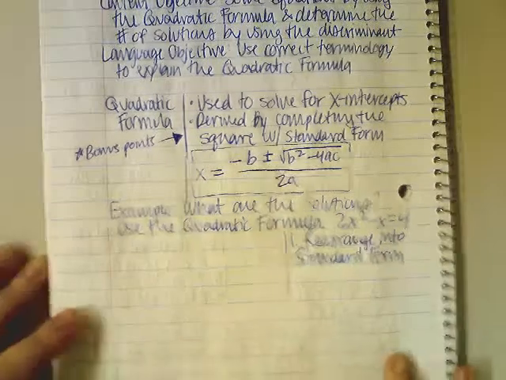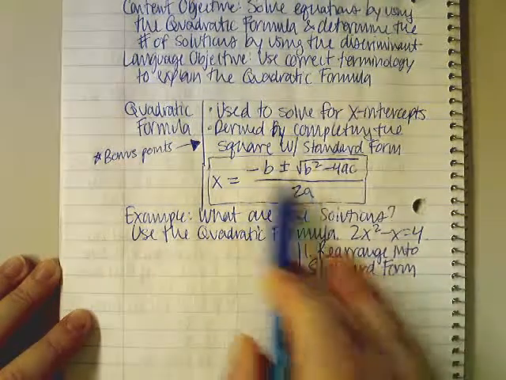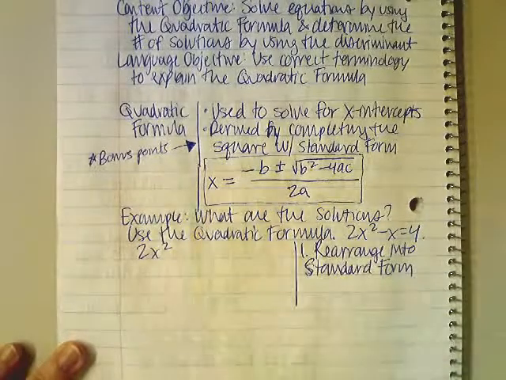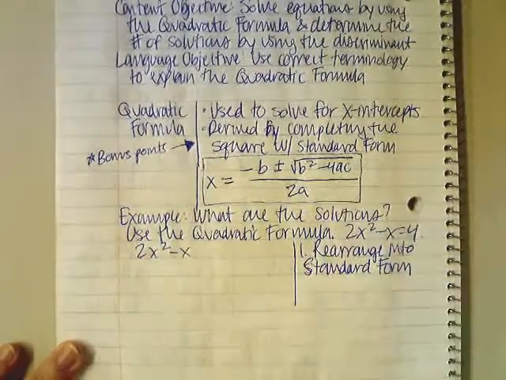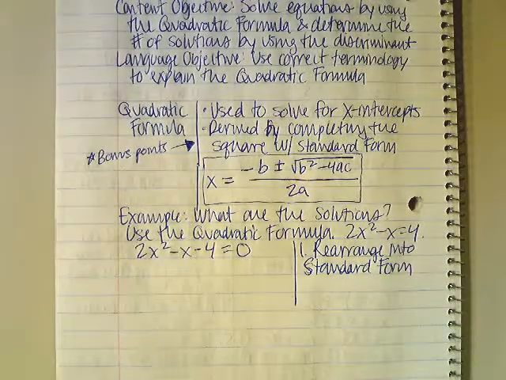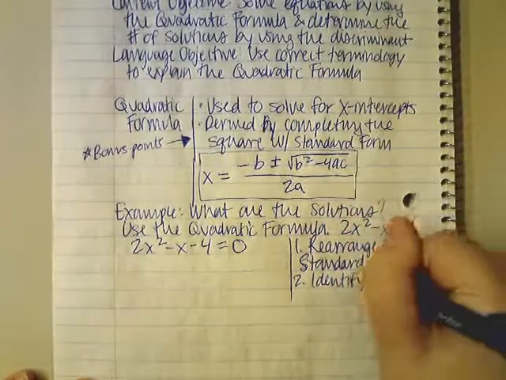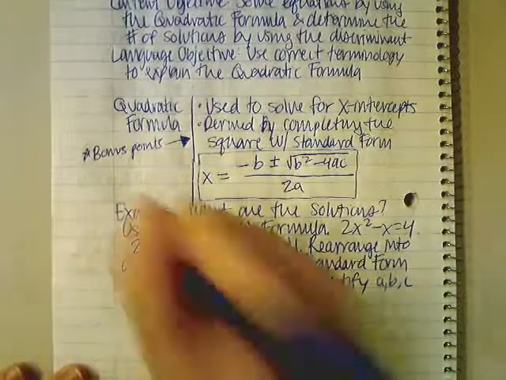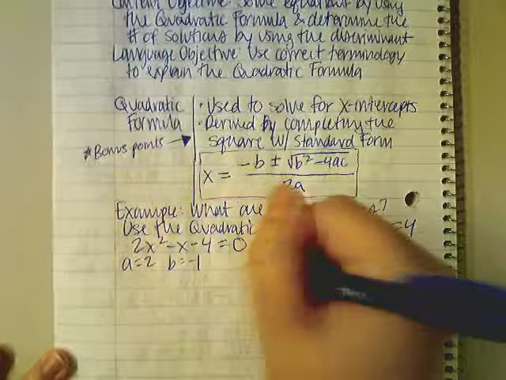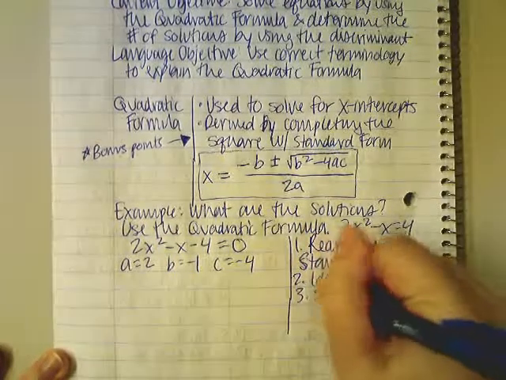So since I'm talking about a, b, and c values, I know that I want this to be in standard form. If you look at this formula, we have a, b, and c, so I want this to be in standard form. So if I rearrange that, I get 2x squared minus x. I'm going to subtract 4 to the other side. So minus 4 equals 0. So now I have my standard form. So I'm going to identify a, b, and c. So here a is equal to 2, b is equal to -1, and c is equal to -4. So I'm going to go ahead and substitute that into my quadratic formula.